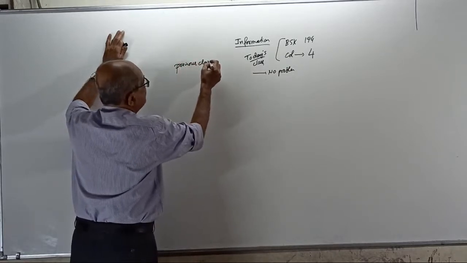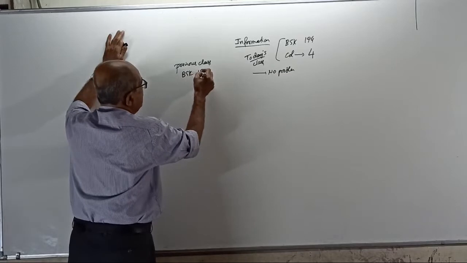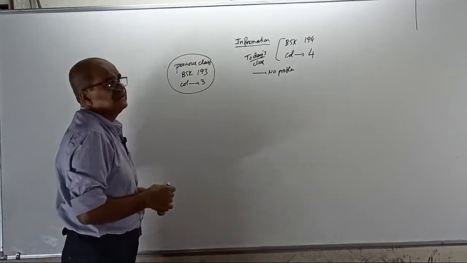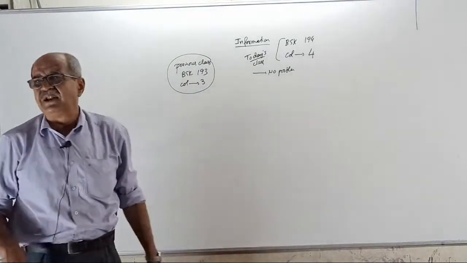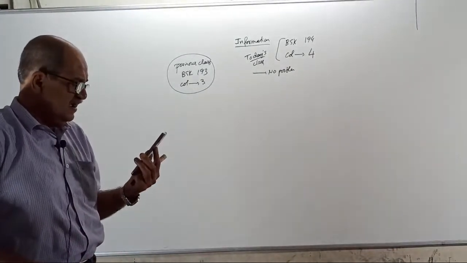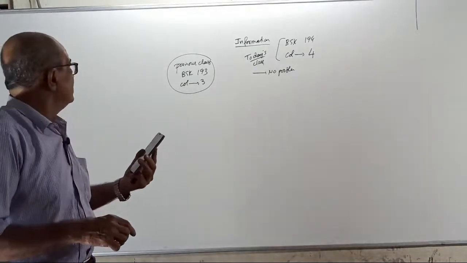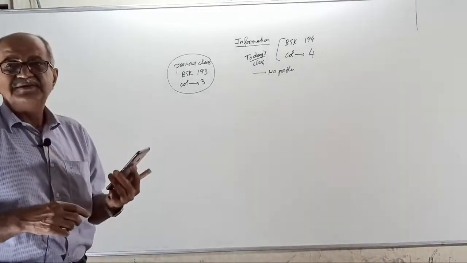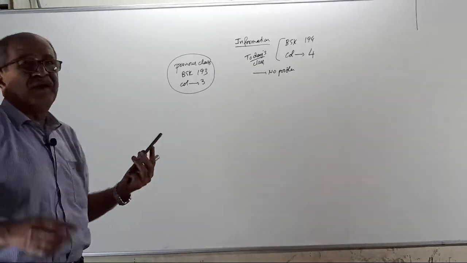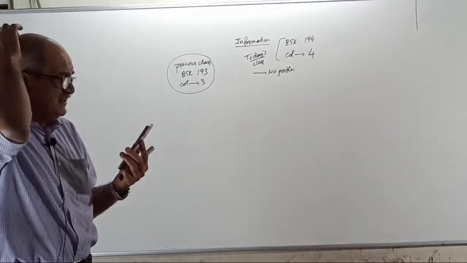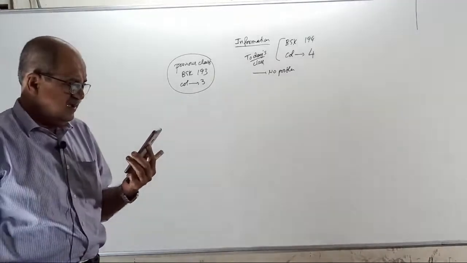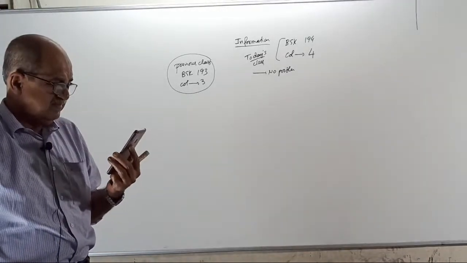Previous class, that is BSK class 193 and column class number 3, even I saw after the class, nothing was visible, full blur only. Yes or no? Was it fully blur? Voice was okay. You can only hear the voice. Screen, you can't make out what's there. Yes or no? Because there was a net problem. Blur means you can't make out anything. It will be difficult to study.